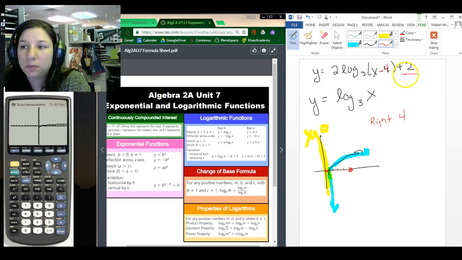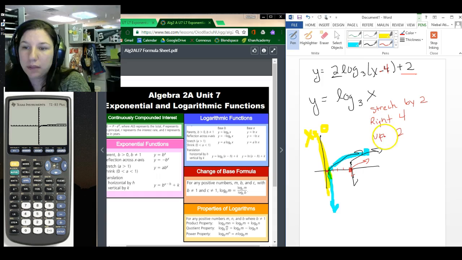And then what does this plus 2 do? That moves the graph up 2. So instead of curving like this, it's going to start up here. Okay, and then the 2 in front, that's going to stretch it by 2.